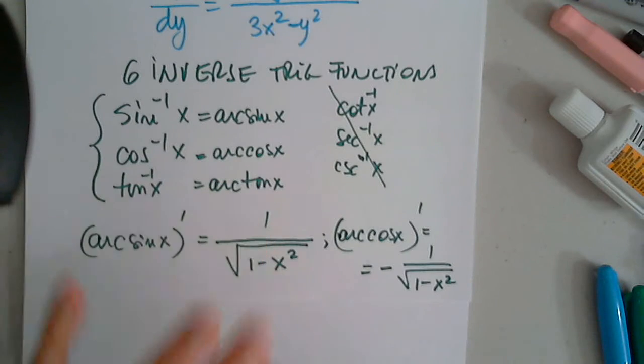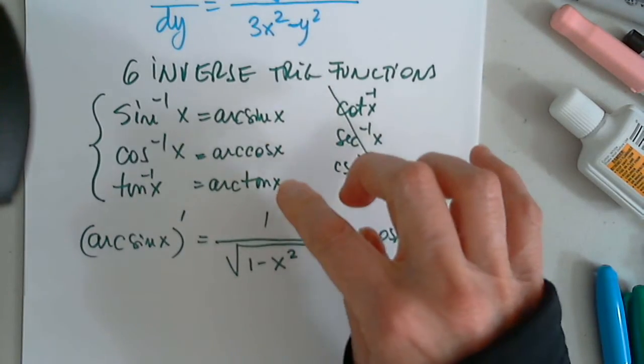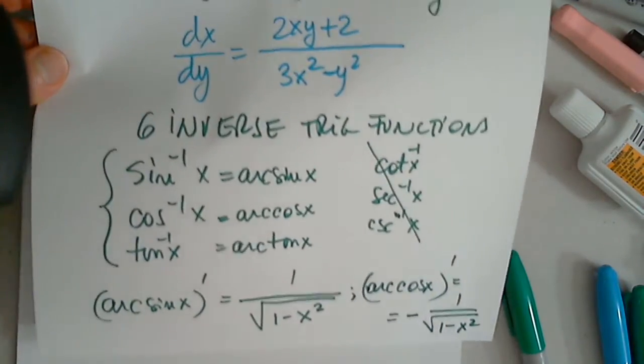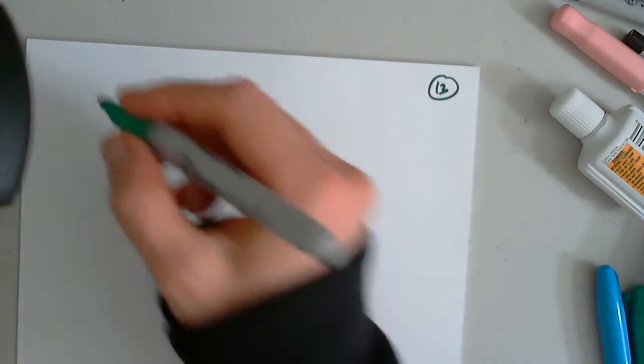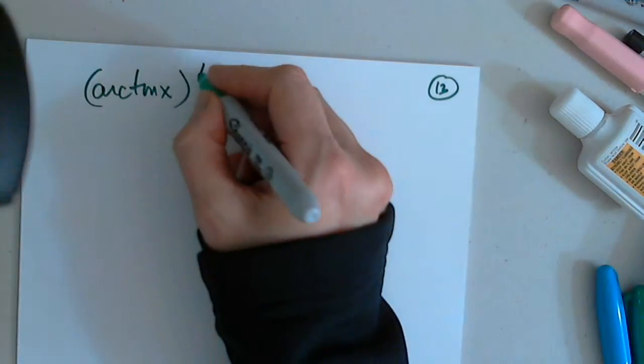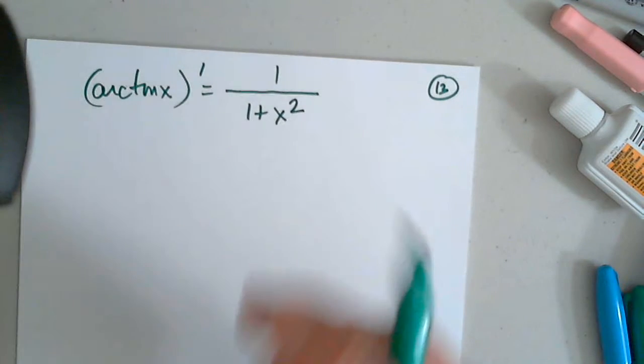And arc cotangent prime, that's why we graphed this function a long time ago. That's why I said it's very important. Arc tangent prime is even easier. So to remember: arc tangent prime equals 1 over 1 plus x squared.